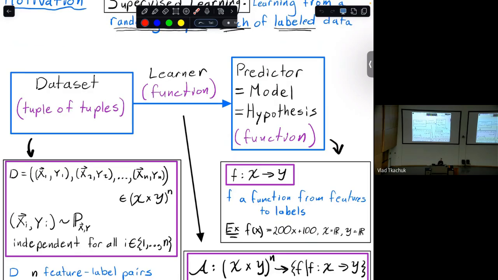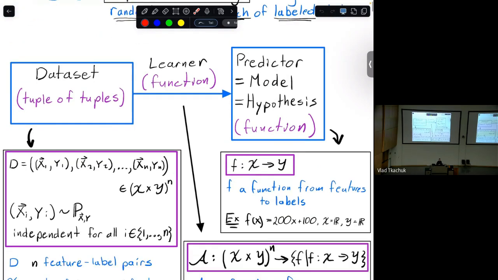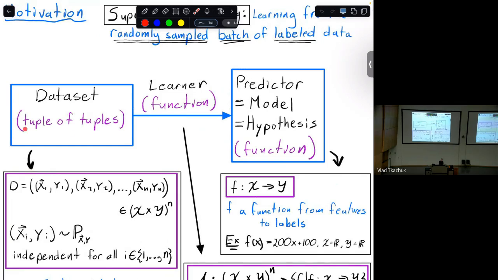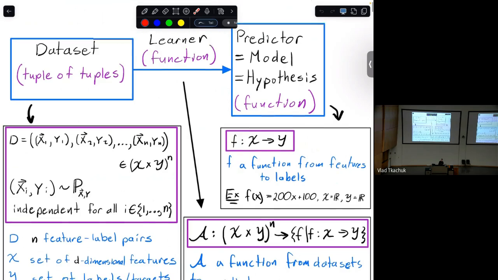Now the way this is all formulated mathematically, and we're going to define all this notation as before, is as follows. This data set is now going to be what is called random. Here's how it works. We say that each one of these feature-label pairs is written like this. This notation means that it's randomly sampled from some distribution P.